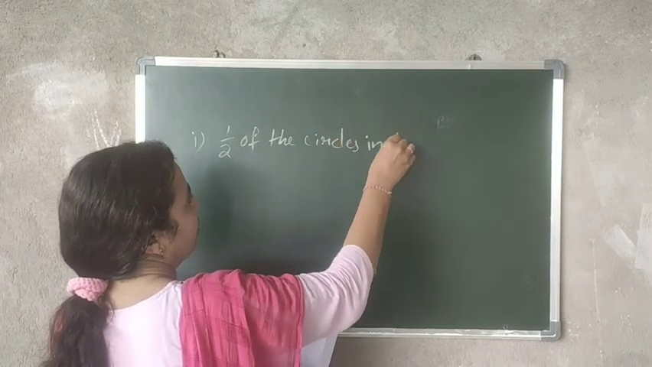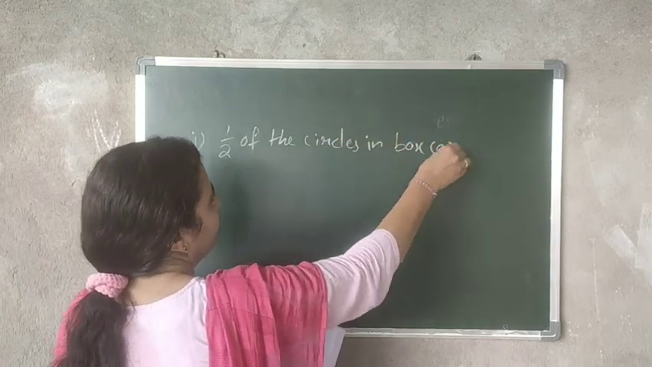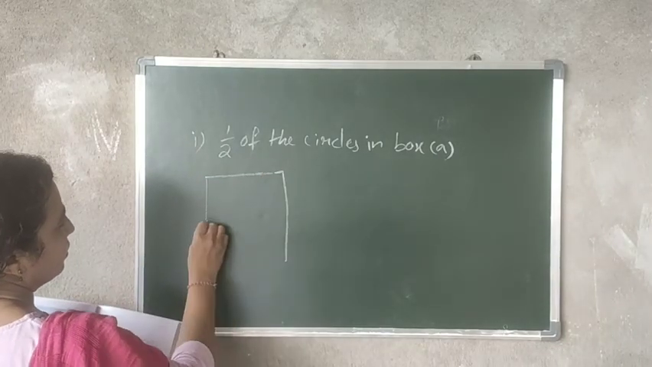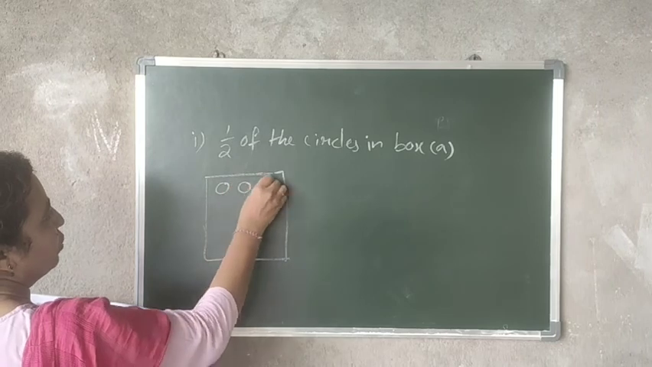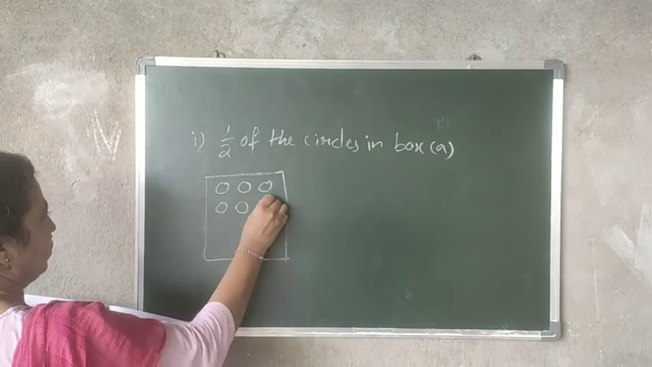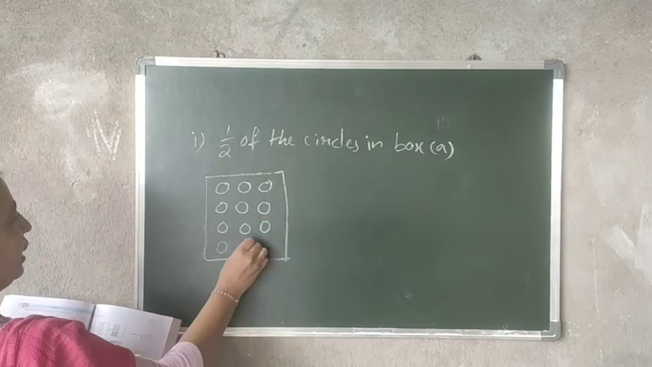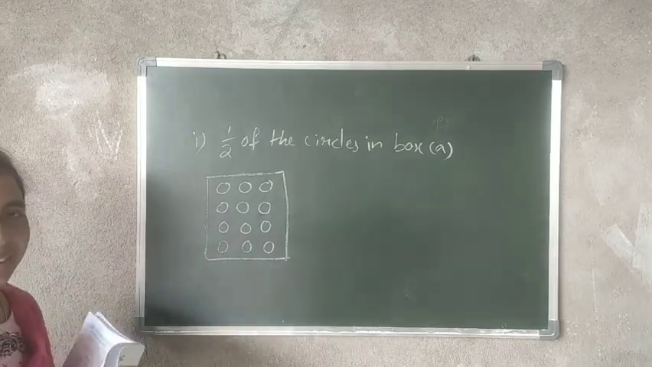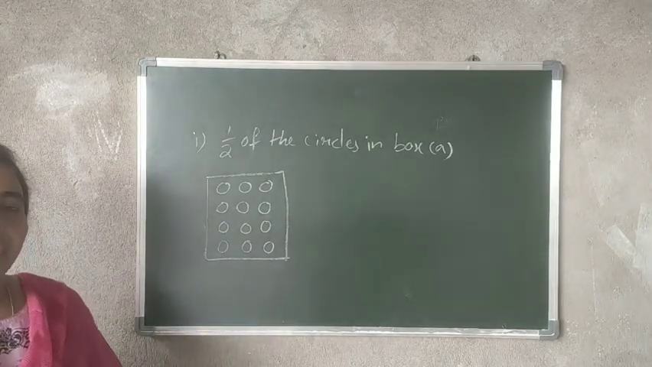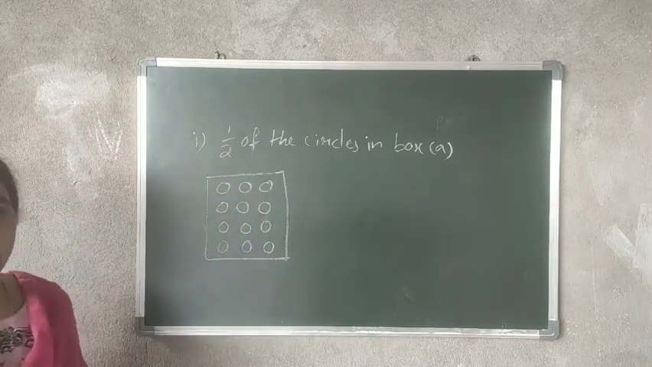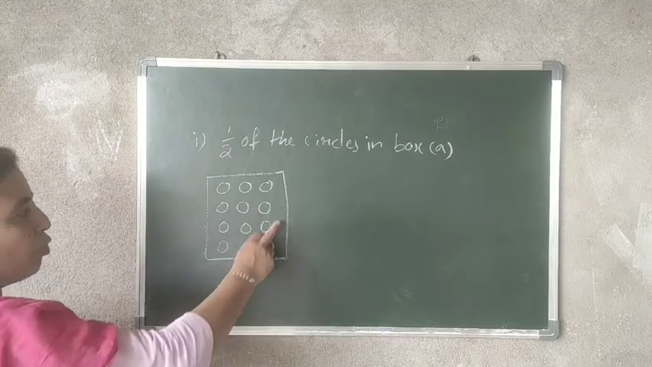Circles in box A. What is box A here? This is box A. They have given 1, 2, 3, 6, 7, 8, 9, 10, 11, 12. Totally how many circles are there? 12. From that 12 we have to shade 1 by 2 of the total circles. See how many circles we have?